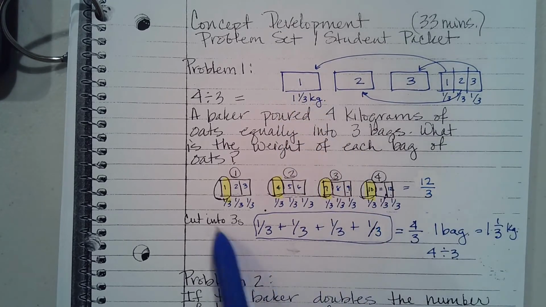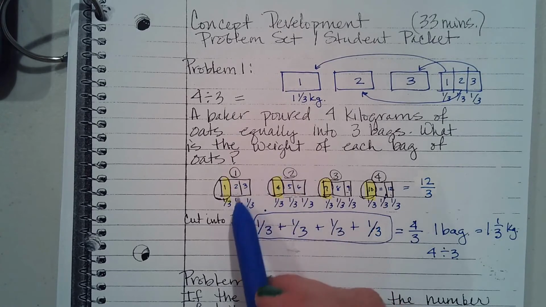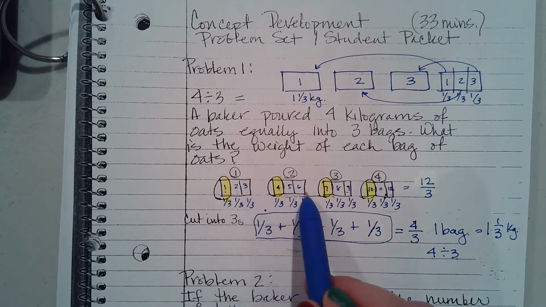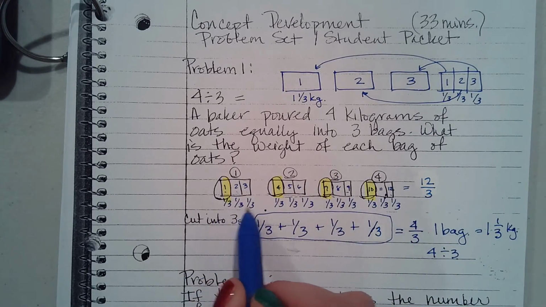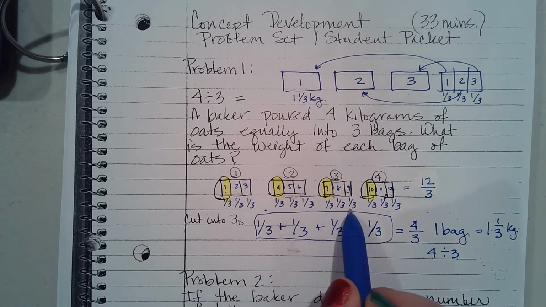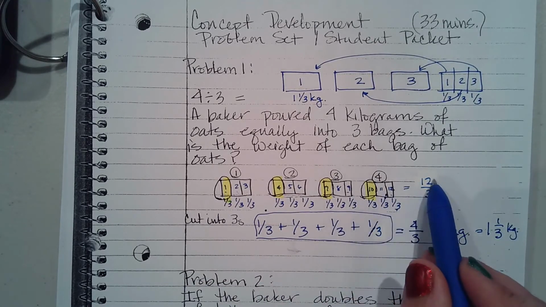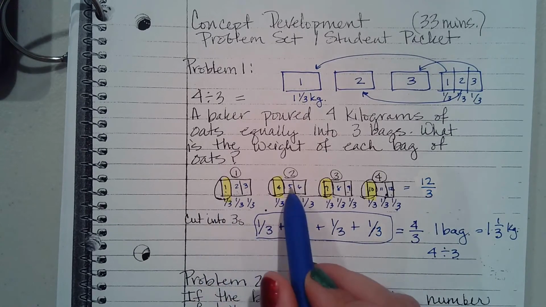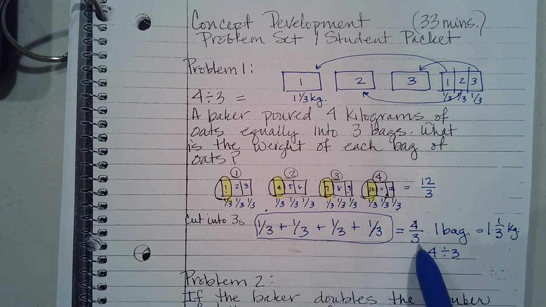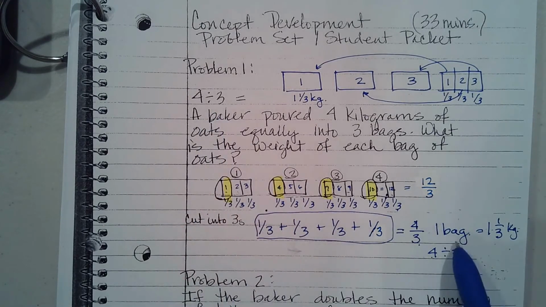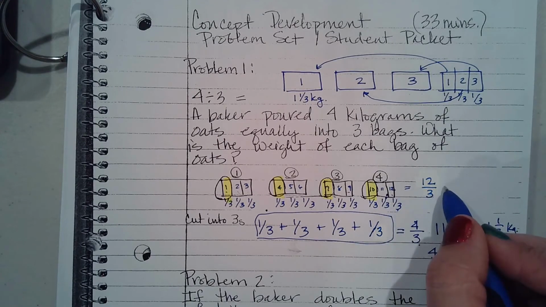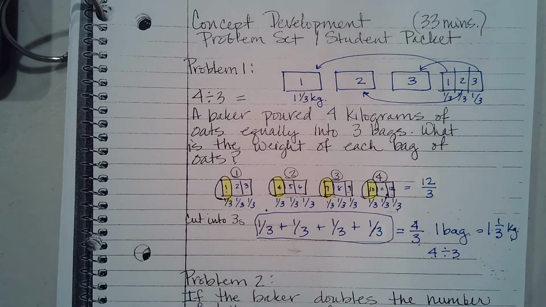Now another way of doing it is take all 4 kilograms of oats and divide them equally into thirds. So 1/3, 1/3, 1/3, and so on, and that gives us 12 thirds. If I take 1/3 from each one, I end up with 4 thirds. Well, 4 thirds is what we started with, and 4 thirds is 1 1/3 kilograms as well. So 12 thirds becomes 3 equal groups right there.